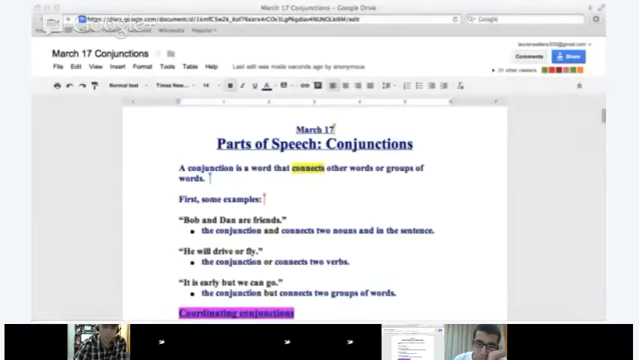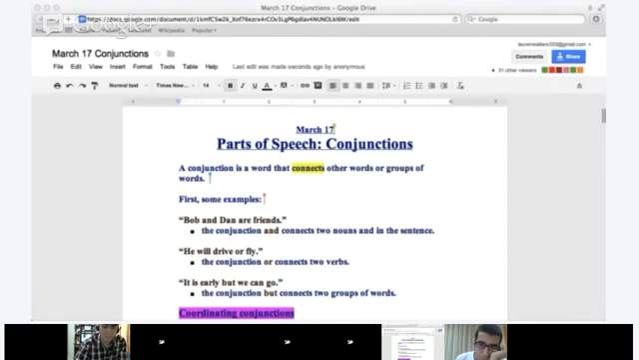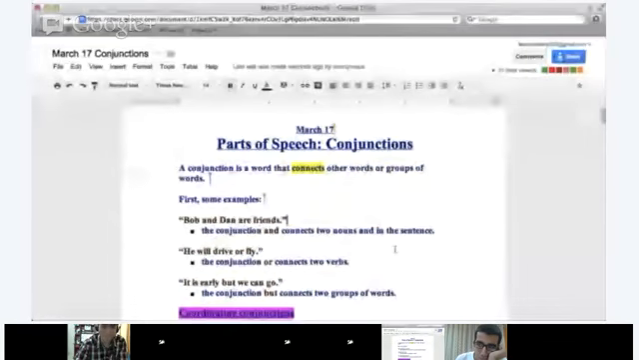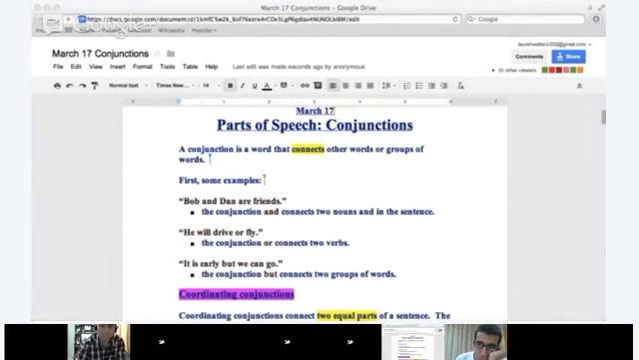Okay, so let's go. I'm just going to screen share this really quickly. Okay, so parts of the speech. I'm going to get somebody to read this. Who would like to read this out loud for me? Shafi, can you read this out loud for me? Okay, no problem. Let's go. Yep, go ahead.